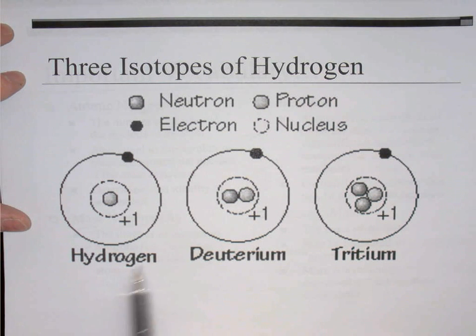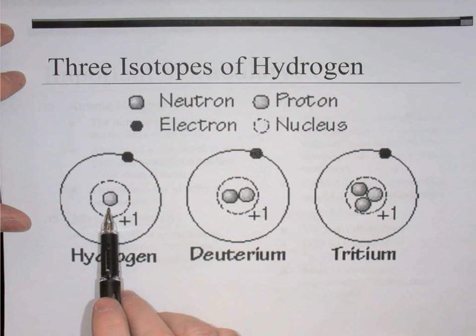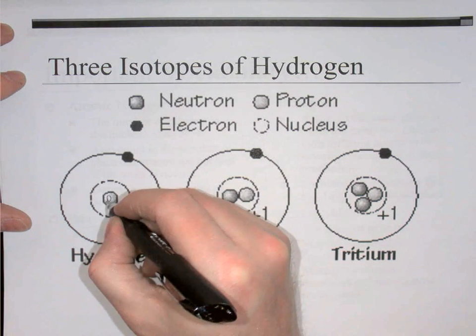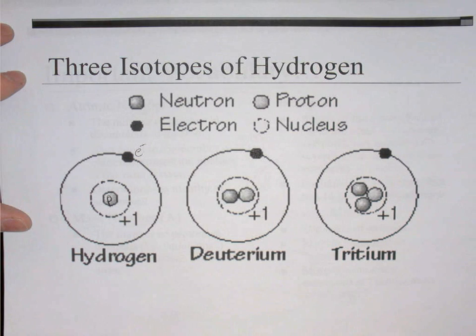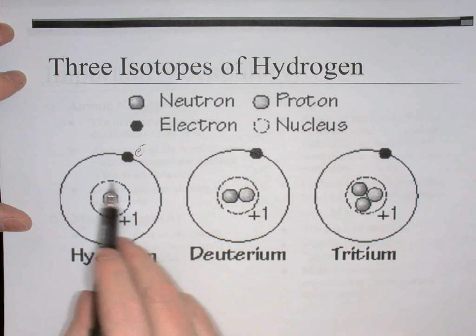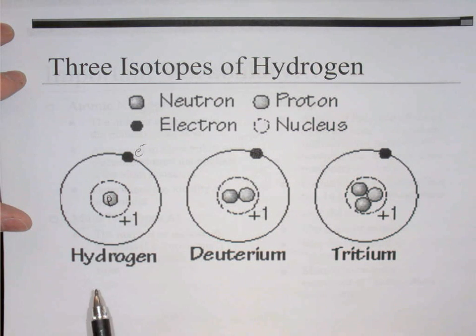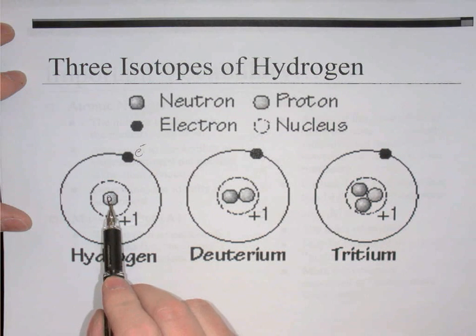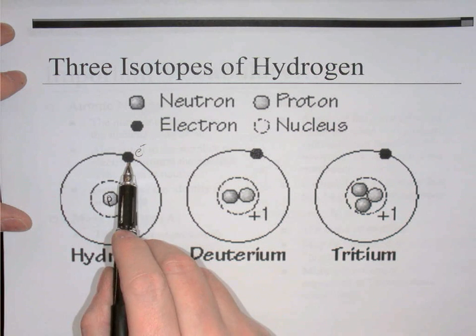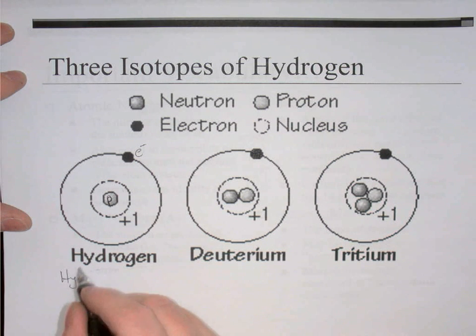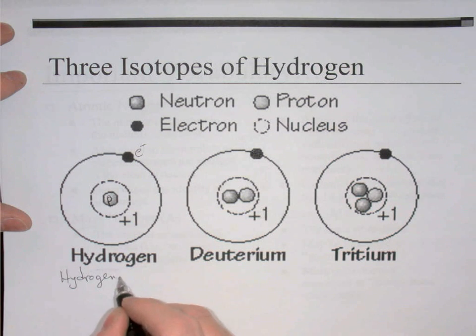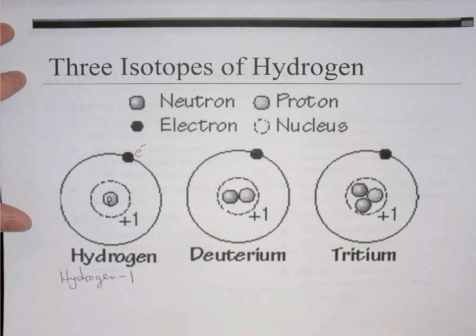The most common isotope of hydrogen would have 1 proton in its nucleus, so there's a proton, P, with 1 electron orbiting the nucleus. Now just ignore this little dotted line here. I'm not sure why the graphic shows that. There's a proton as a nucleus with an electron orbiting. That's hydrogen. Now if you want to be more specific, you could call this hydrogen 1, because its mass number is 1. It's got only 1 nucleon, 1 proton as a nucleus.